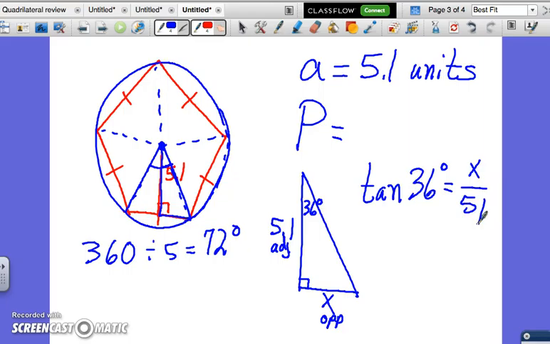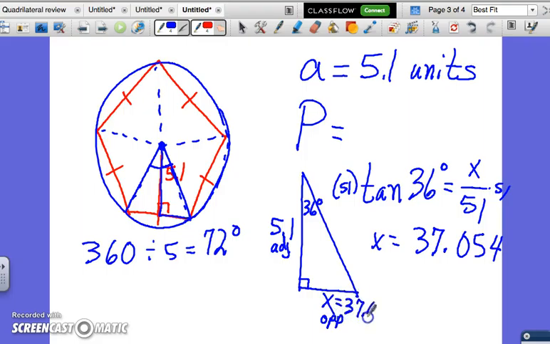So in your calculator, we're going to check our mode, make sure we are in degree mode, and we are going to solve this. We're going to multiply both sides by 5.1. So we're going to find that x is equal to the tangent of 36 times 5.1. And what that tells us is that x is 37.054. So we're going to go with 37.05.